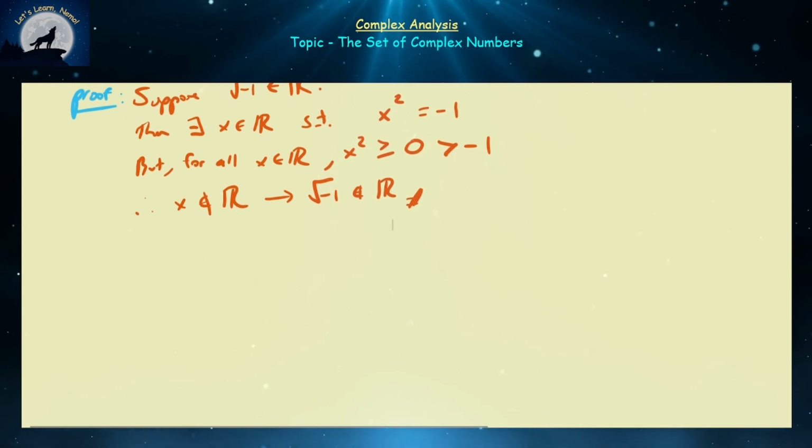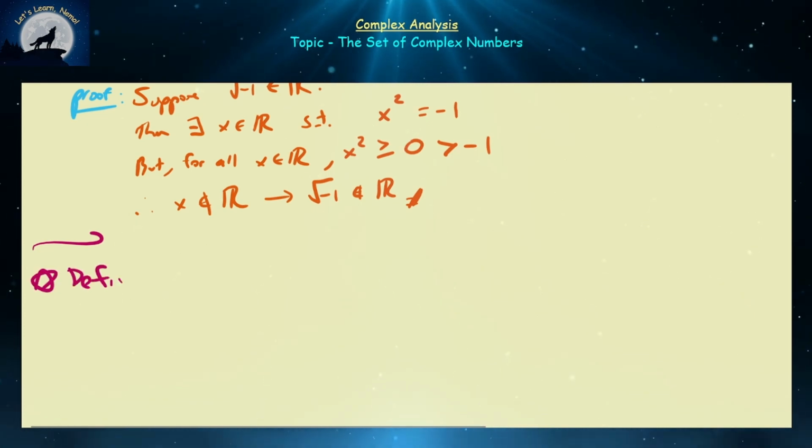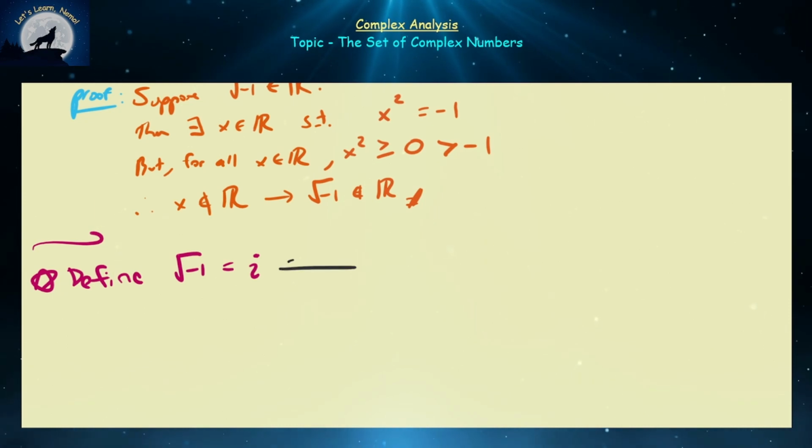So if this object does not belong to the set of real numbers, that means we have to define a new object. So what we're going to do is define the square root of -1 to be equal to this new object, i. And some people will refer to this object as the imaginary unit of the set of complex numbers.